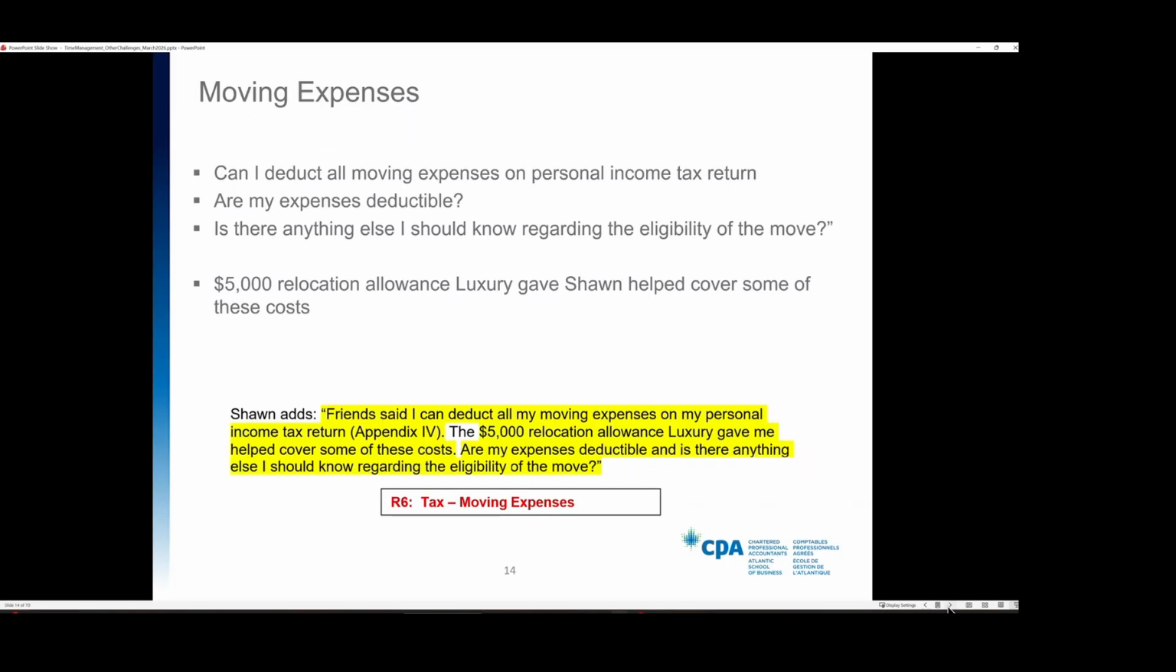And then the last part of the narrative is moving expenses. Sean is asking us several questions. Let's write those questions down because we need to answer them. He's asking what he can deduct, which expenses are deductible, and is there anything he needs to know about the eligibility of the move? Plus, he's giving us an important case fact that Luxury, the company, has given him $5,000 towards his moving expenses. So we need to consider that.